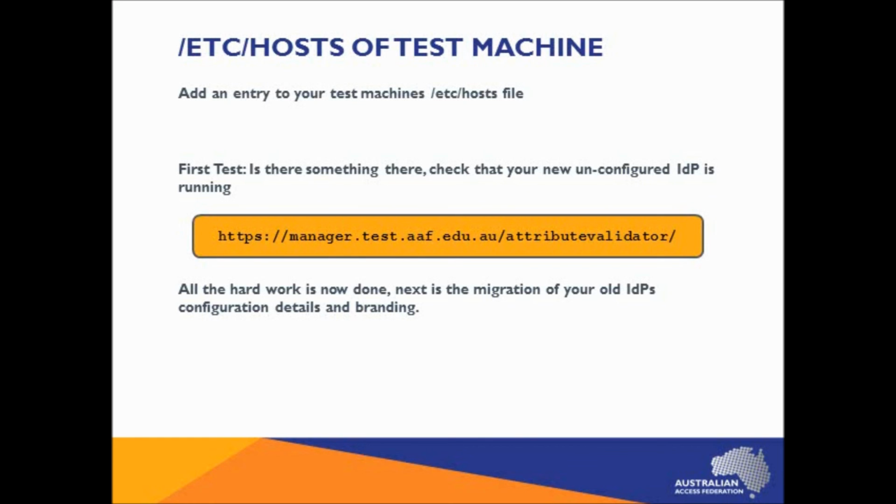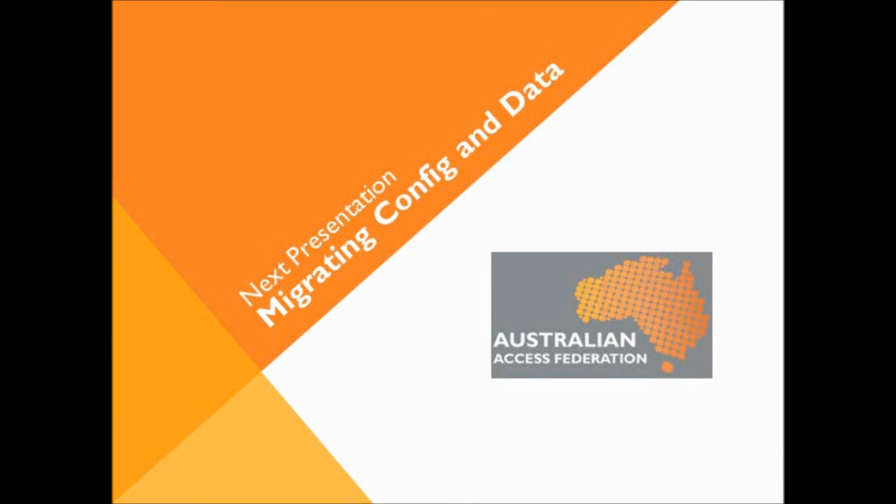This will be resolved once we add the IDP certificates into the Federation registry, which we will do in the next presentation. Now that all the hard work's done, the rest is just migration of configuration and branding information. In the next presentation, we will migrate configuration and data from your old IDP and add the missing certificates to the Federation registry. We will then have a fully operational IDP that only requires branding to be added.